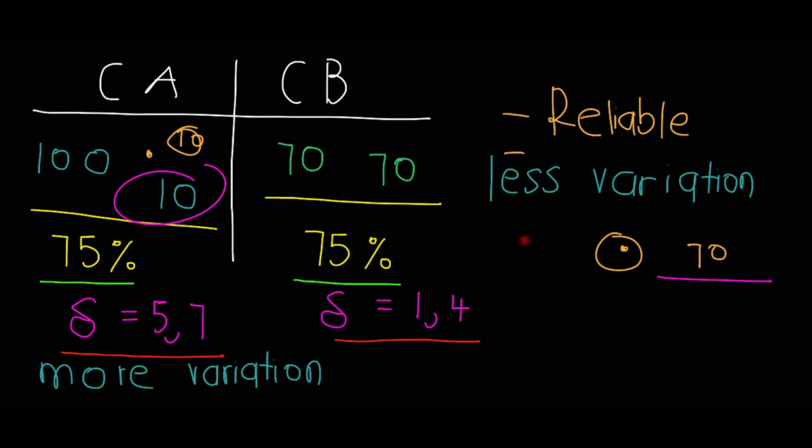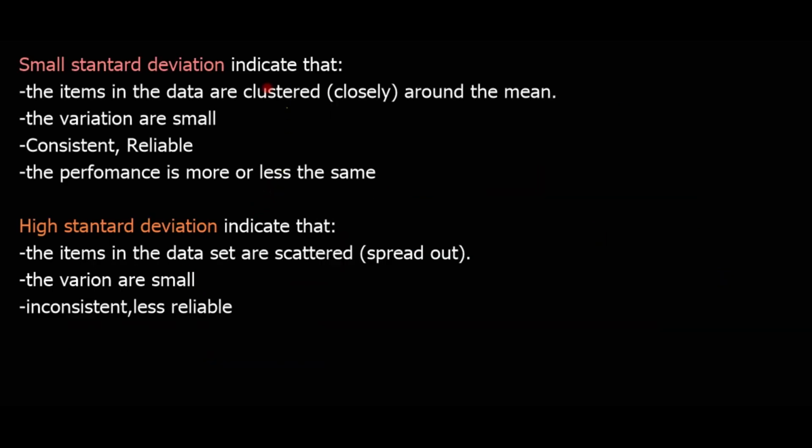So now you can see how important the standard deviation is. So every time, if we have less variation, it means the standard deviation will be less, and then when we have more variation, it means the standard deviation will be high. And then this one is a summary of everything I will explain.